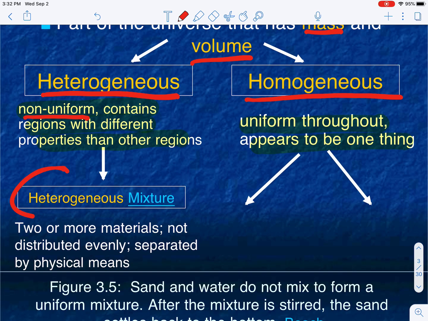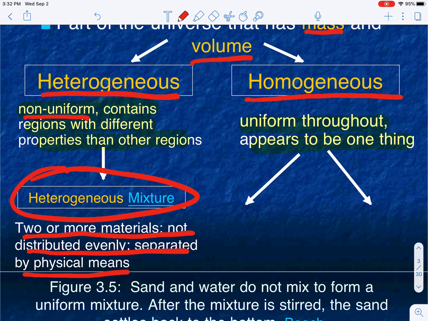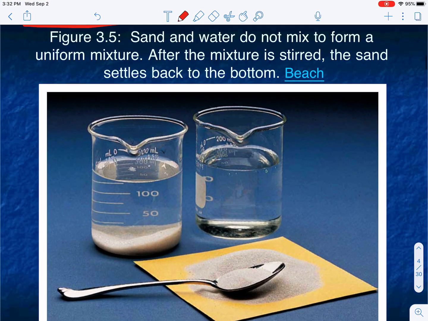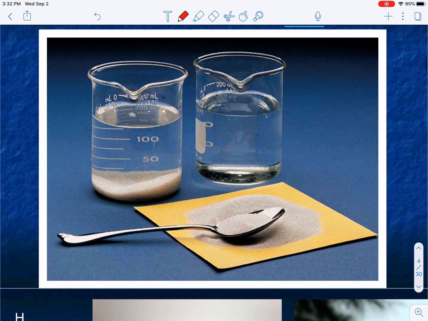So heterogeneous mixtures. Two or more materials not distributed evenly, and they're separated by physical means, like Lucky Charms we saw a second ago. Another example of that would be sand and water. You go to the beach, you kick up some sand, and you see that it's all mixed together. However, eventually, because that sand is more dense, it'll settle back down to the bottom of the ocean floor, and we have a heterogeneous mixture, more than one layer.